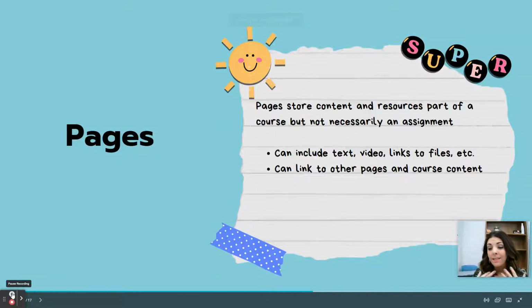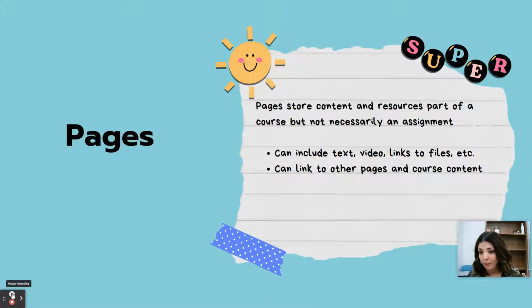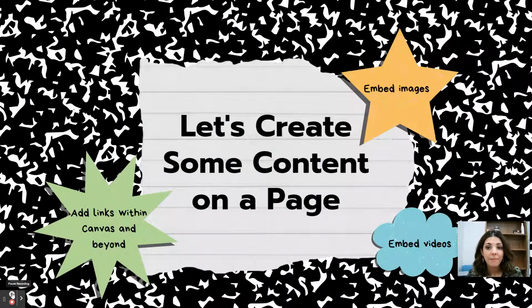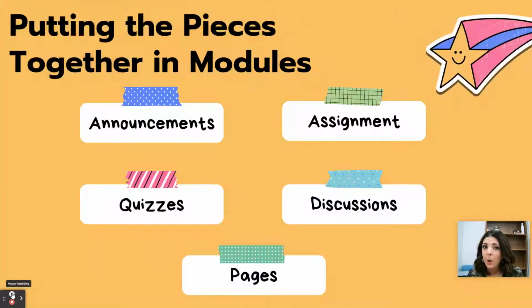Okay, so that's building pages. You just put whatever you want on a page. So now we just did this. We embedded images. You can embed videos, add links with Canvas. We've already done all of that. We're going to put the pieces together in modules.